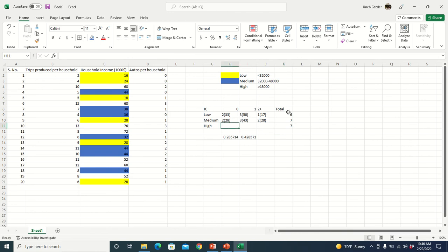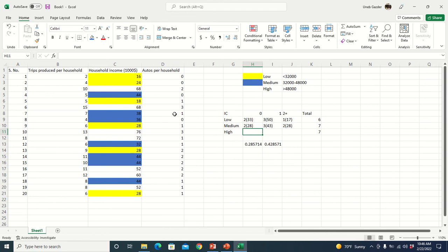Okay, because we made a mistake in counting the low income category. So now it's 7. Okay, then let me make it bigger. Okay, so out of the high income category 7, how many of them have 0 autos? No one, which makes sense. If you have high income, then why would you not have any autos, any cars, right?